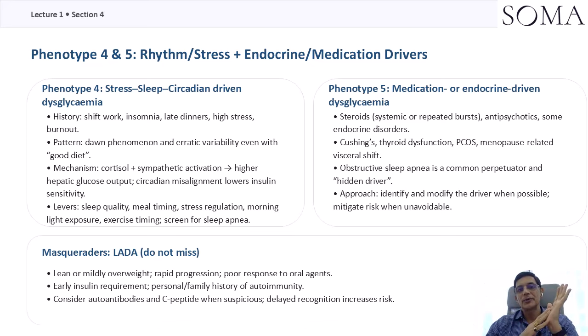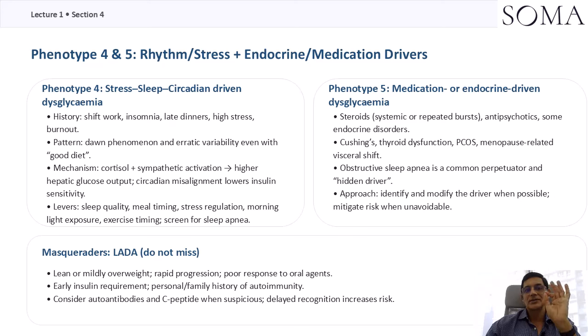In these patients, the dominant driver is not only food, it is neuroendocrine physiology. Cortisol increases hepatic glucose output. Sympathetic activation reduces insulin sensitivity, and sleep loss increases insulin resistance and appetite hormones. Circadian misalignment alters the timing of insulin sensitivity. So, the same meal produces a higher glucose response at night than in the morning. That you must not forget.